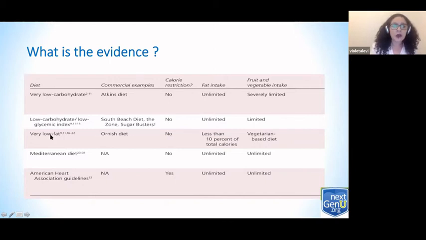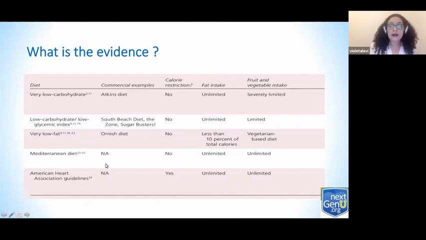It's very low fat. It's mostly a plant-based, vegetarian-based diet, and it doesn't have any kind of caloric restriction, but less than 10% of total calories are from fat. And for persons who have had coronary artery disease, coronary heart disease, this diet is the most recommended.